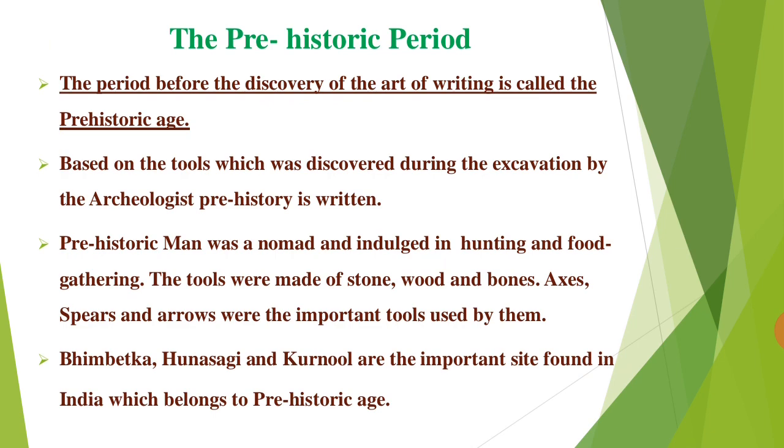Prehistory is a period that begins with the appearance of human beings about 5 million years ago and finishes with the invention of writing about 6,000 years ago. Prehistoric man was a nomad and indulged in hunting and food gathering. The tools were made of stone, wood and bones. Bhimbetka, Hunsagi and Kurnool are the important sites found in India which belong to the prehistoric age.